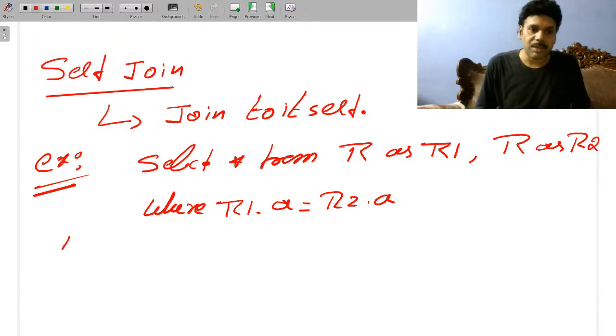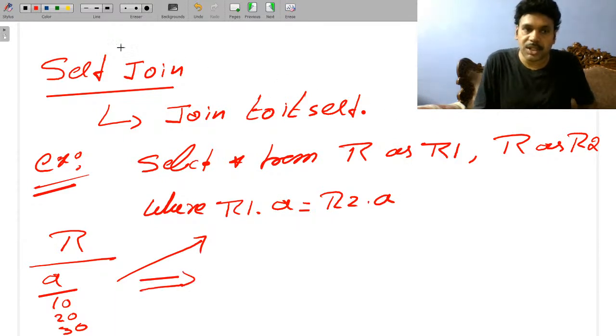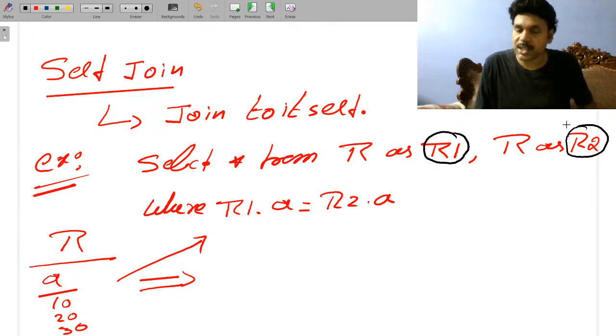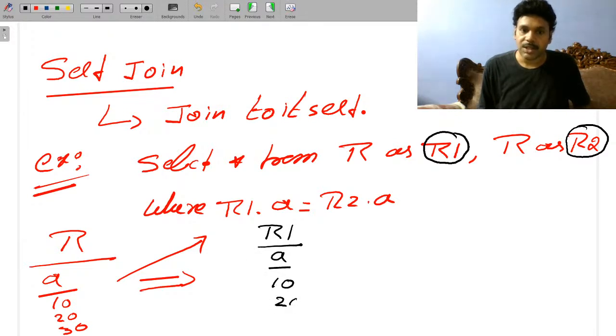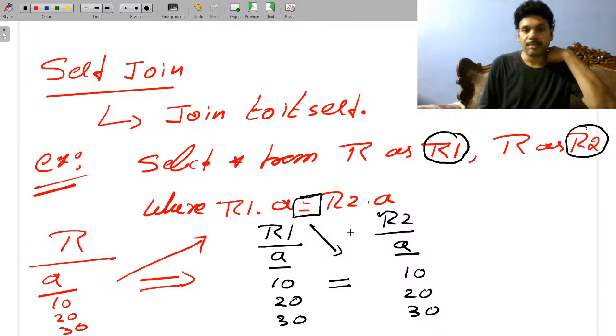If you take a table R which consists of 10, 20 and 30, what is the output of this? The table is going to be represented two times, as two instances: one instance R1, one instance R2. What is your R1? Same data: 10, 20, 30. We are asking the equal operator. What is your R2? Same data: 10, 20, 30. What I am asking is to map them using equal.